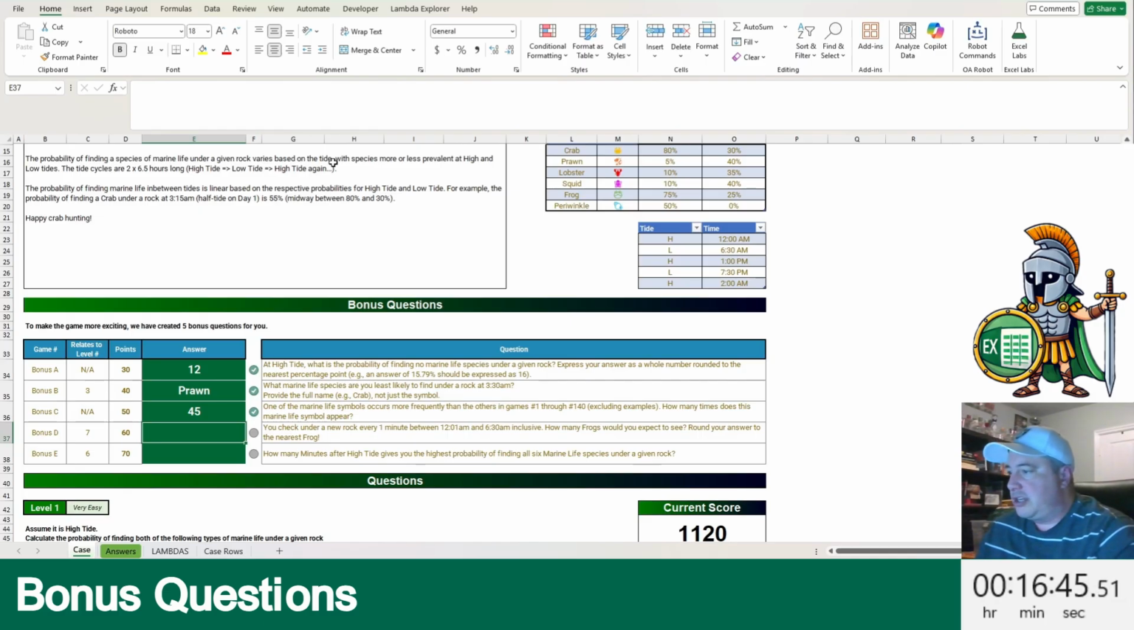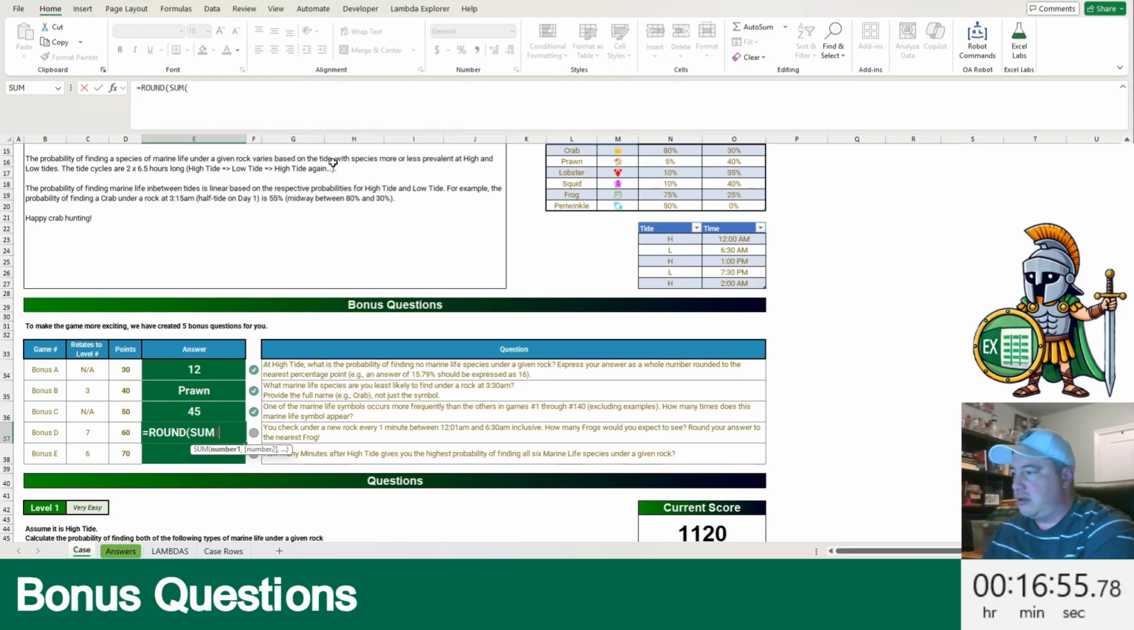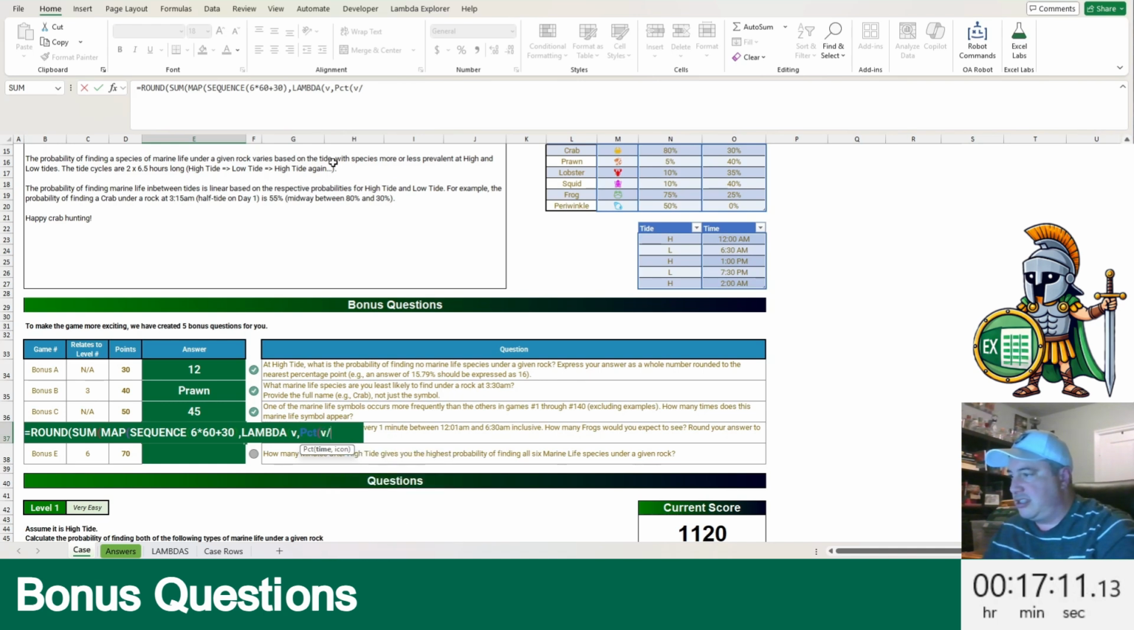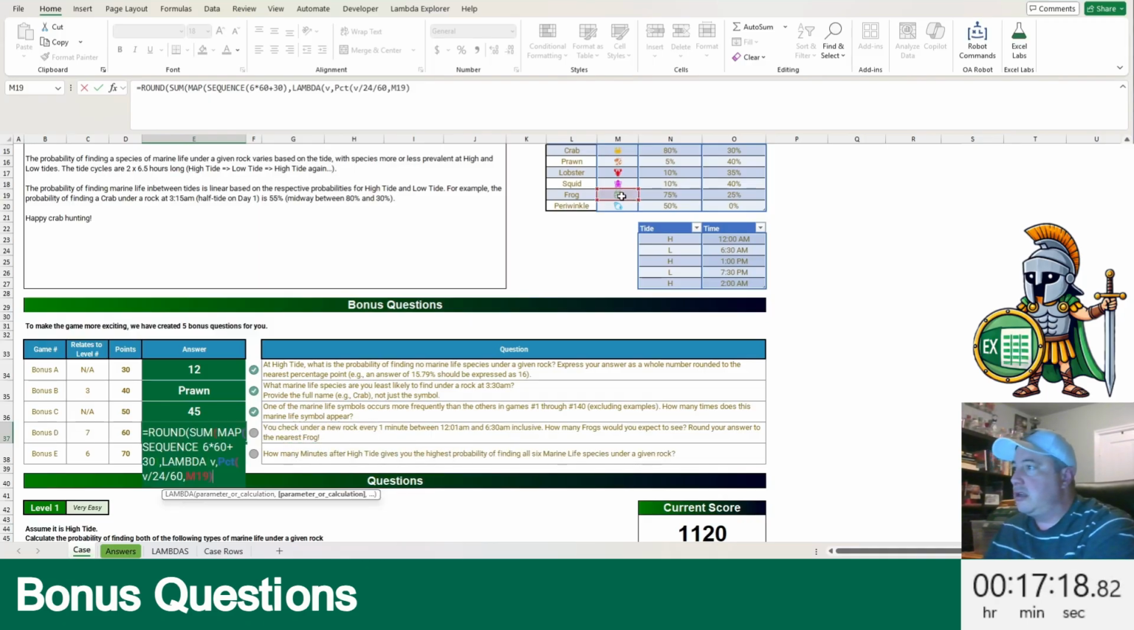Right. You check under a new rock every 1 minute. How many frogs would you expect to see? Okay. Round, sum. So we're going to map a sequence of 6 hours and 30 minutes, starting at 1 is okay. Number E. The probability of finding a frog is E divided by 24 divided by 60. Finding the frog icon here, and then round to 0.